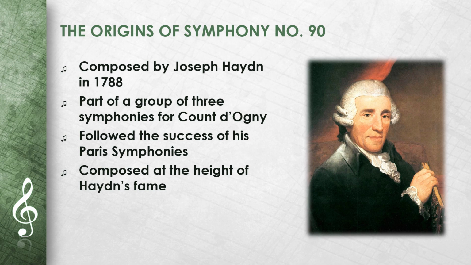Joseph Haydn composed his Symphony No. 90 in C major in 1788. It is one of a group of 3 symphonies, numbers 90 to 92, that Haydn wrote for Count d'Aigny in Paris. These works followed the great success of his Paris symphonies and show Haydn's continued efforts to impress the demanding French audience. Symphony No. 90 was composed at a time when Haydn was at the height of his fame and his works were appreciated throughout Europe.